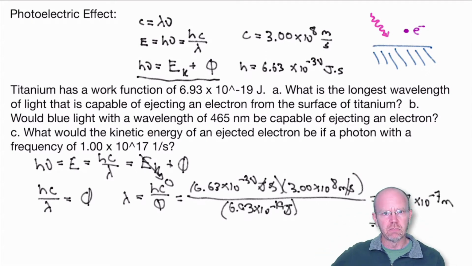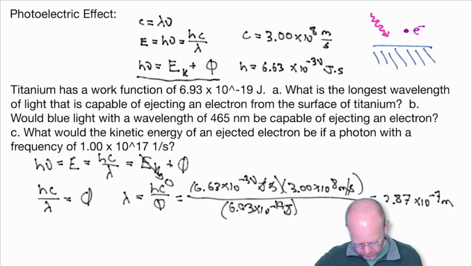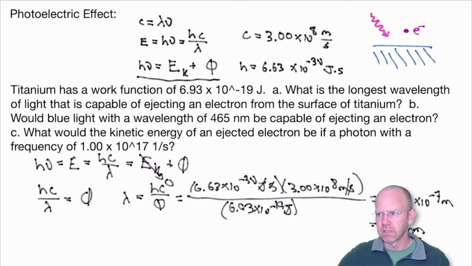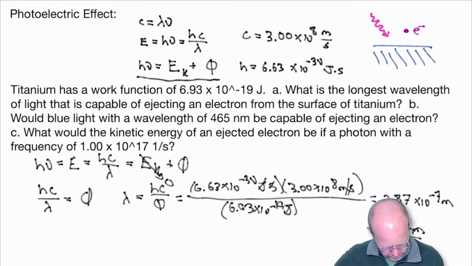And so usually we talk about wavelengths in terms of nanometers when we're talking about light. So what we would do is we would multiply that number by 10 to the ninth, because there are 10 to the ninth nanometers per meter, and we would see we have light of 287 nanometers. That would be the longest wavelength of light that is capable of ejecting electrons from the surface of titanium. Okay, so that was kind of A.